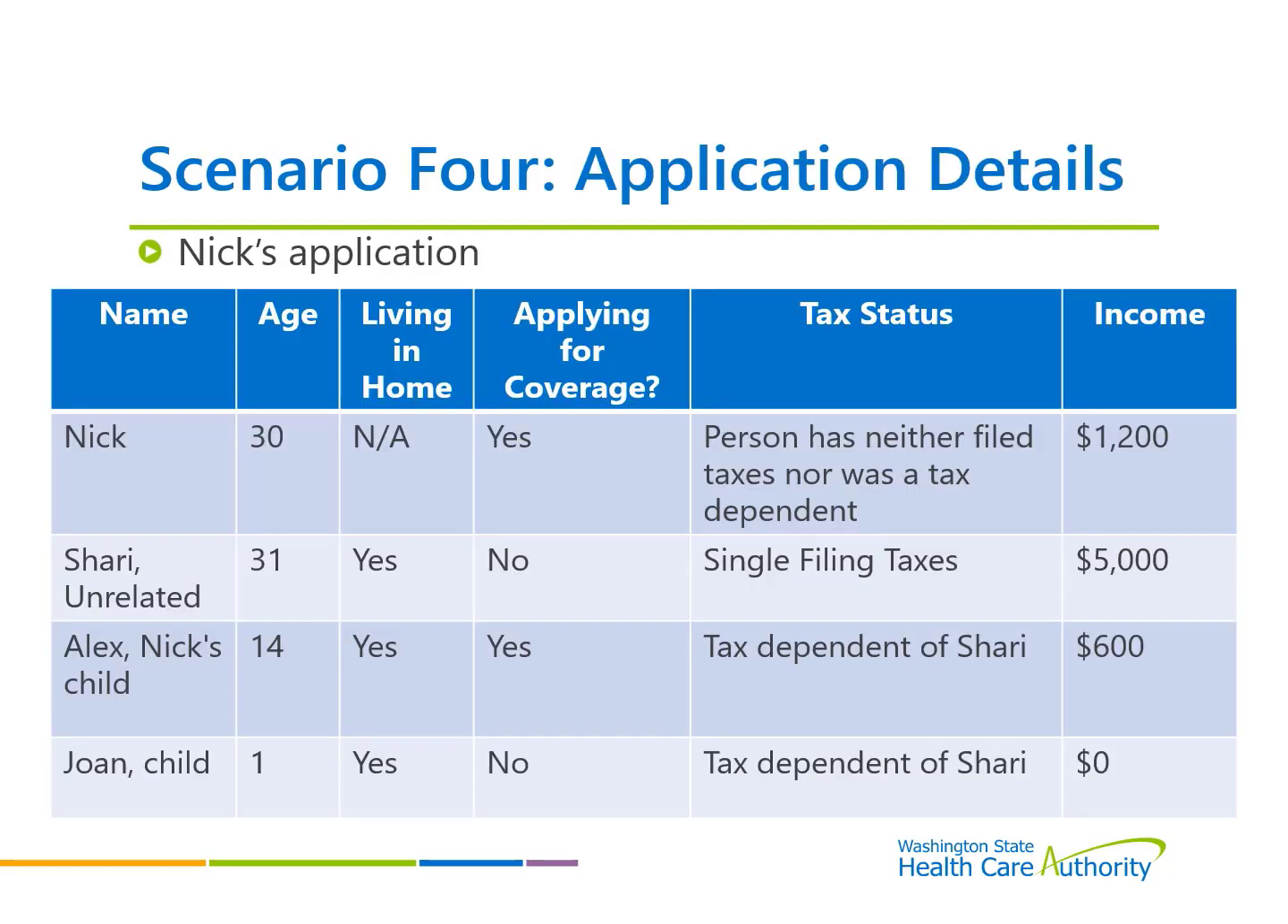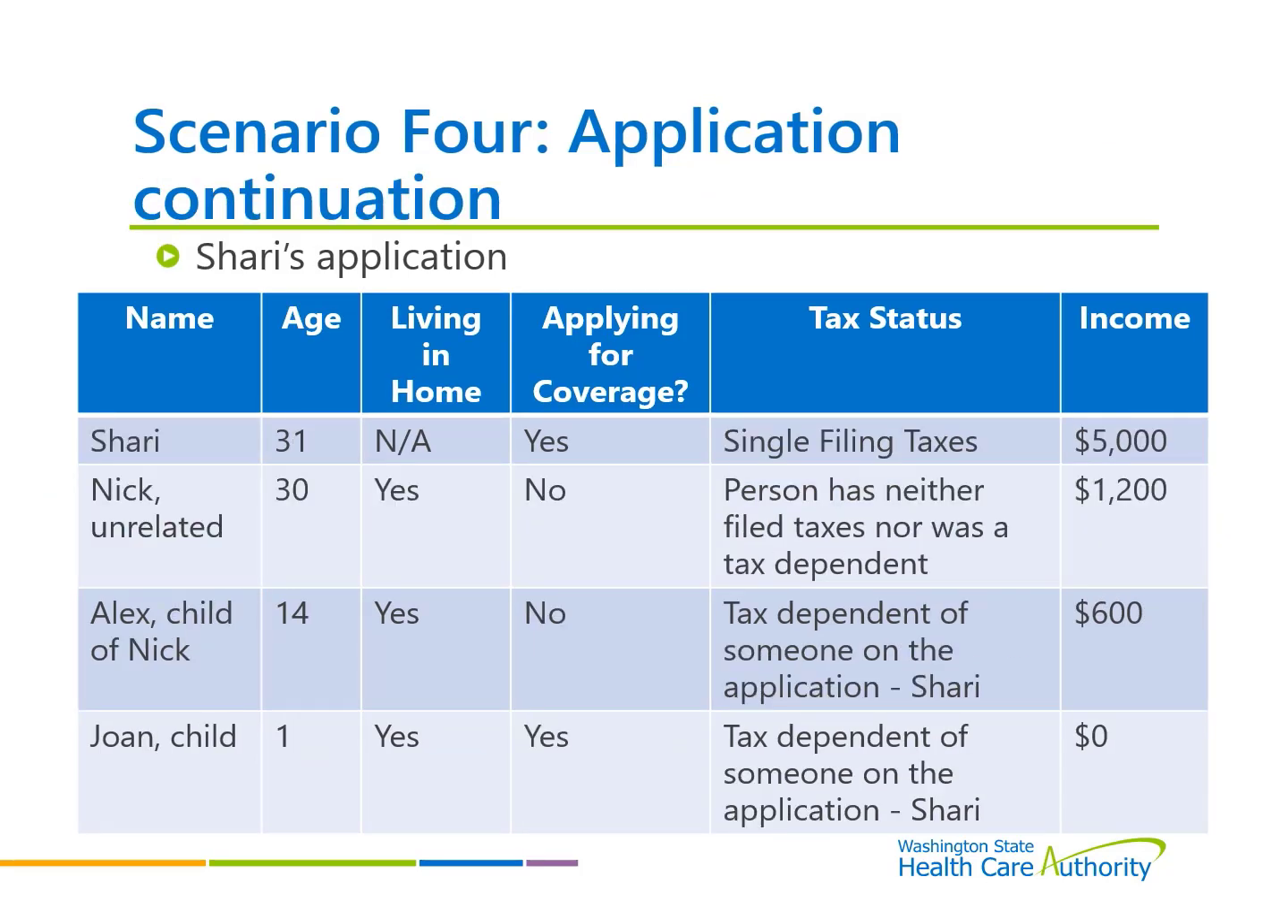Here are the details for Nick's application. Take a moment to review this slide. As you can see, Alex earns $600 a month. Therefore, his income is countable and it is included in the application.